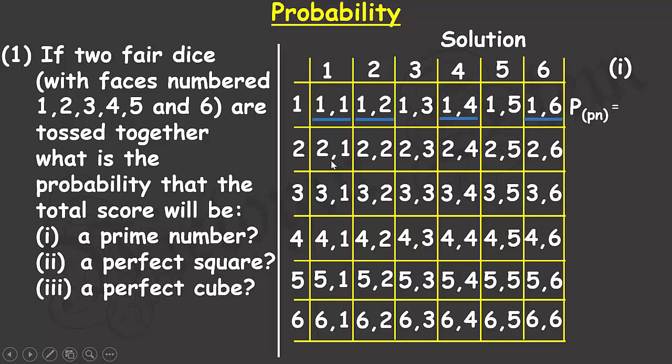2 plus 1 is 3. 3 is a prime number. 2 plus 3 is 5. 5 is a prime number. 2 plus 5 is 7. 7 is a prime number. I'll move to the next row.